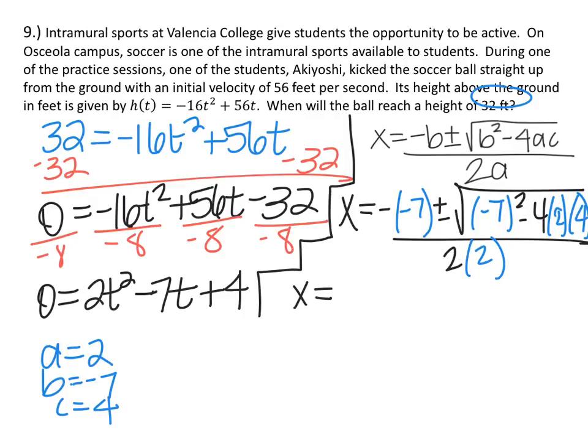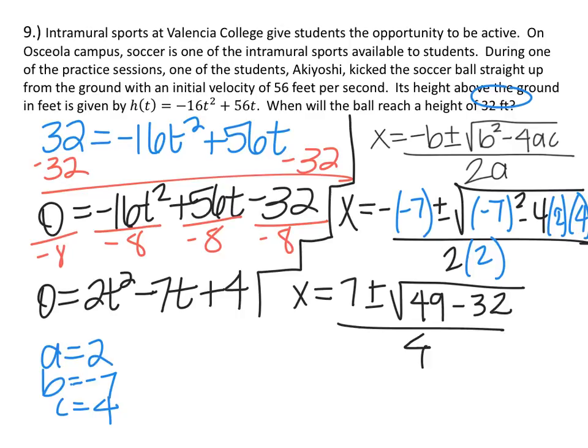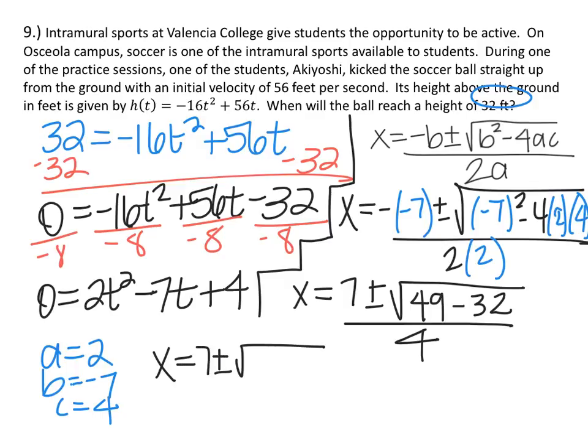That's going to give us positive 7 plus or minus the square root of 49. Then negative 4 times 2 is negative 8, times 4 is negative 32, all divided by 4. Now, let's continue. So x = 7 ± √(49 - 32) which is 17, all divided by 4. That's going to give us two different answers.